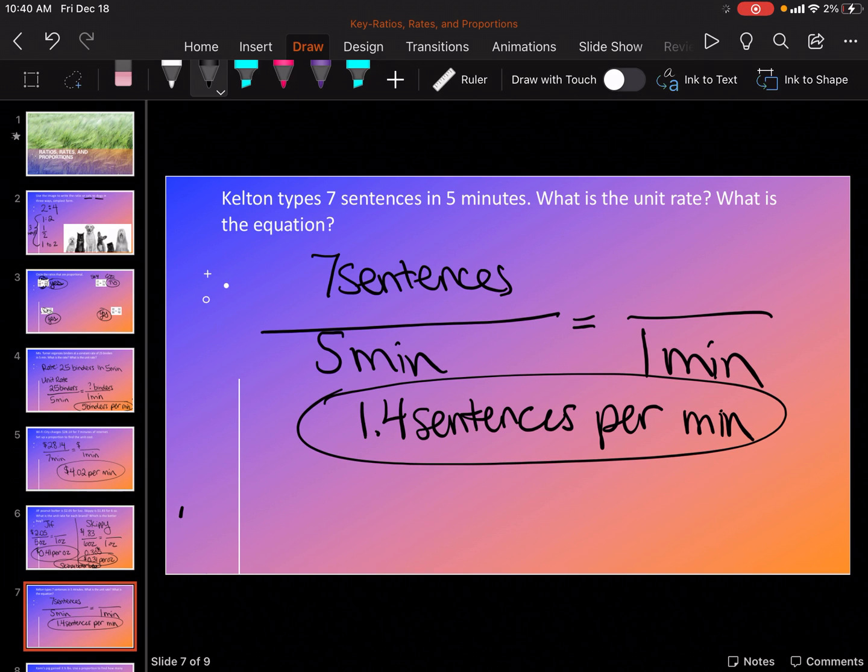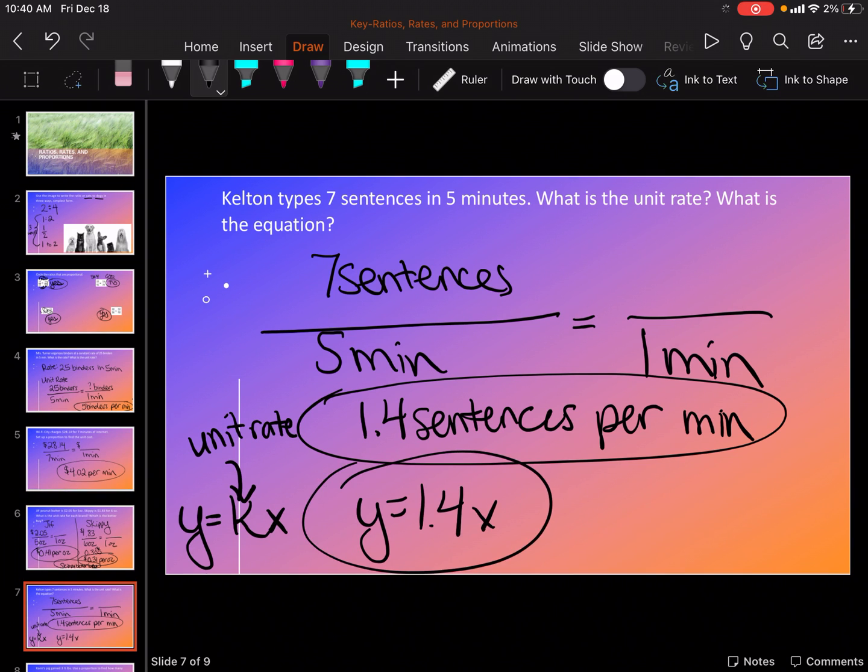So the question also asks, what's the equation? So your equation is always going to be y equals kx. And your k is your unit rate. Okay? So we're going to substitute in and do y equals 1.4x is your equation, because 1.4 is your unit rate.